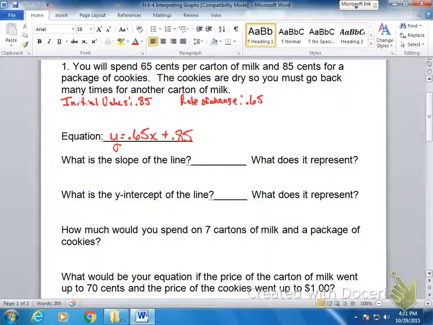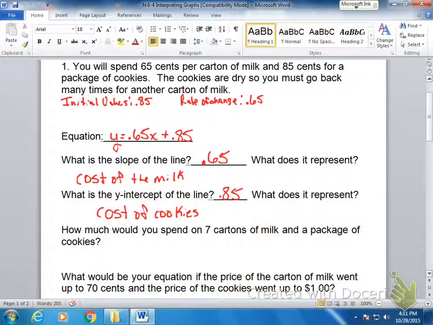Now the next are some fairly easy questions, like, what's the slope of the line? Well, the slope's whatever's in front of x. In this case, it's 0.65. It also asks, what does that represent? Well, that was the cost of the milk, since we don't know how many milks we're buying yet. The y-intercept is the end part where the b goes. That's the cost of the cookies. So 85 cents is the cost of cookies. So not too complex. We just have to remember how to make those equations.